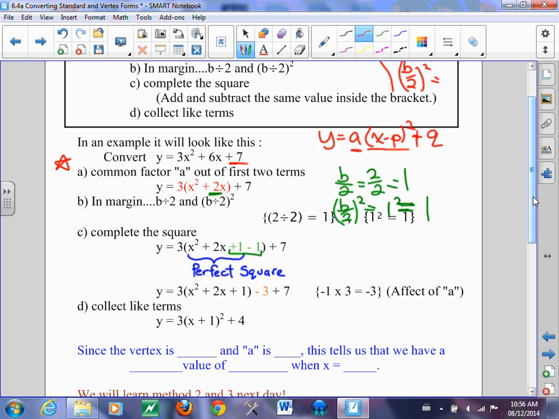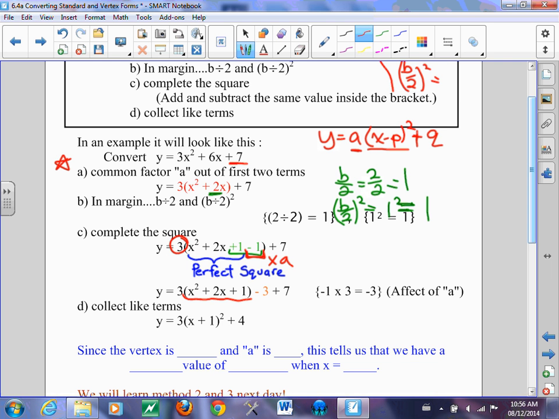So we're going to group the first three terms all together, but you've got to be careful here. This negative 1 is in the way, because it's not part of the perfect square. So we've got to bring it out. But when we bring it out, we've got to multiply it by a, because it's affected by what's in front of the bracket. Think about the distributive law. So when you bring that term out, you're going to multiply it by a.